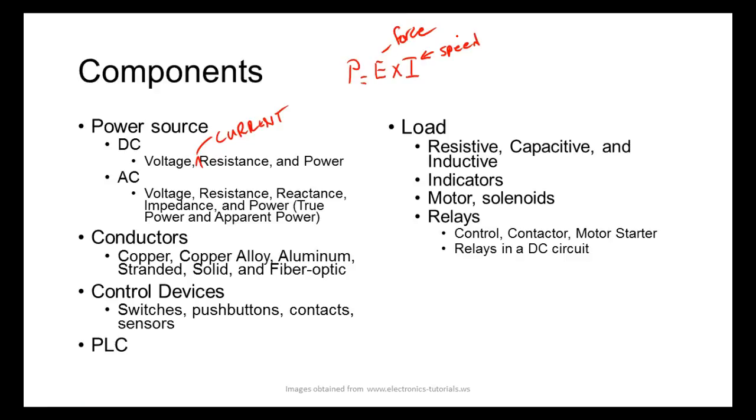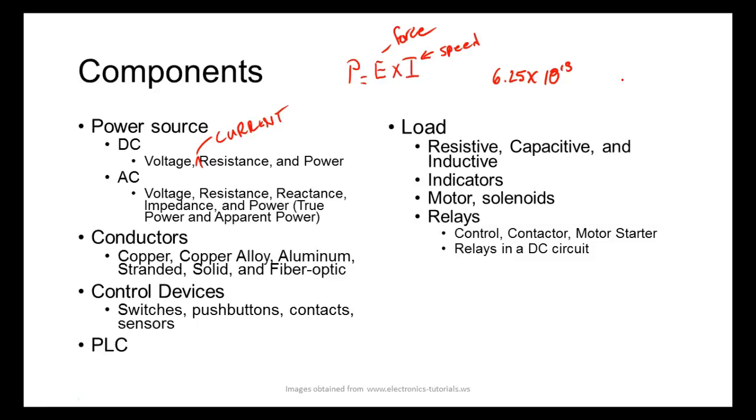How much is 1 amp? It's strange how you remember things. 6.25 times 10 to the 18th electrons moving past a point in 1 second. So that's definitely speed, right? So we take our voltage, which is a pressure, but you gotta have one. As soon as you take a pressure and push it against something, you generate force. Everybody understand that? And so this is the way we calculate power, which is the rate of work.